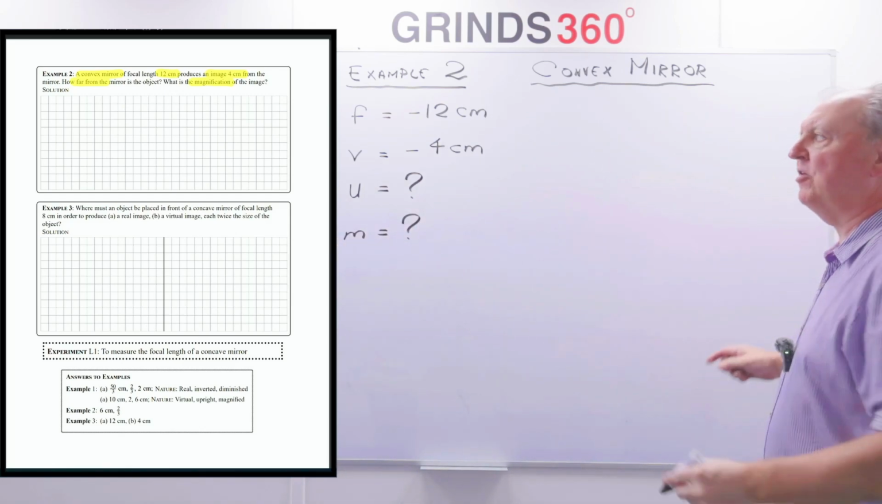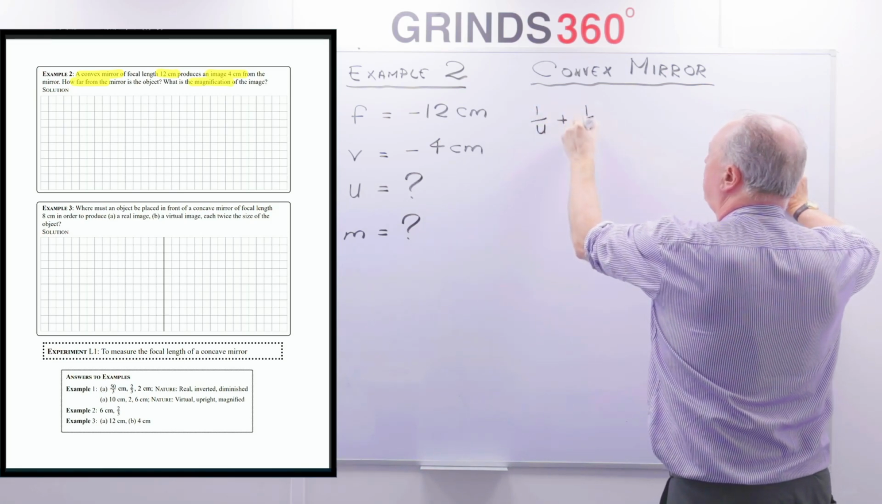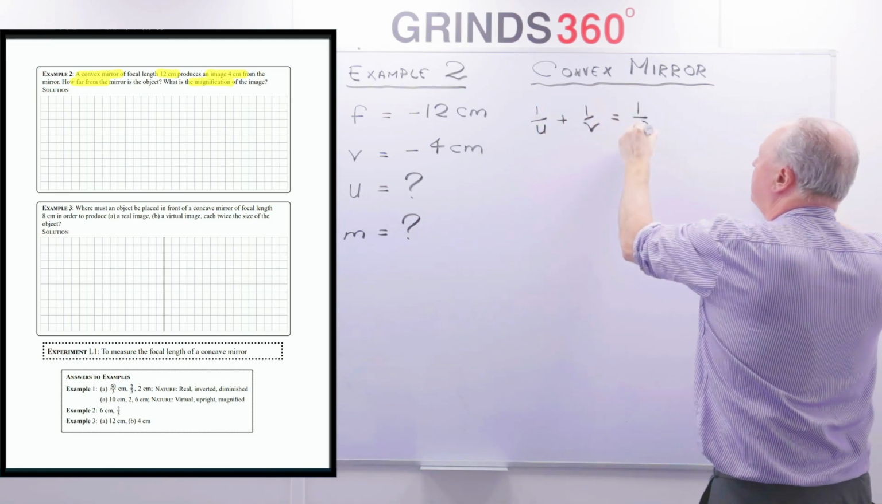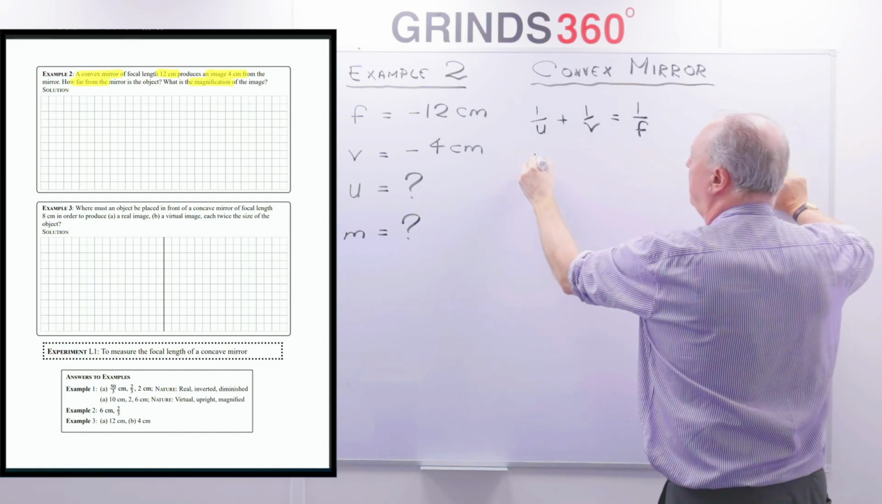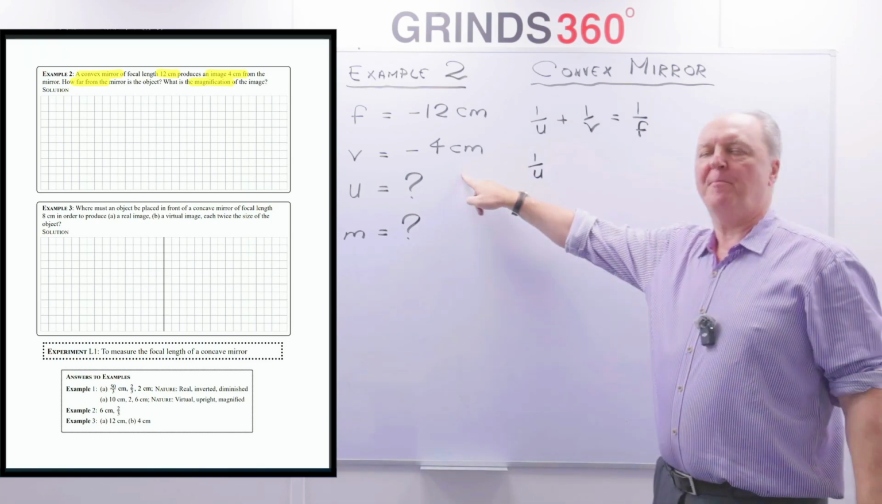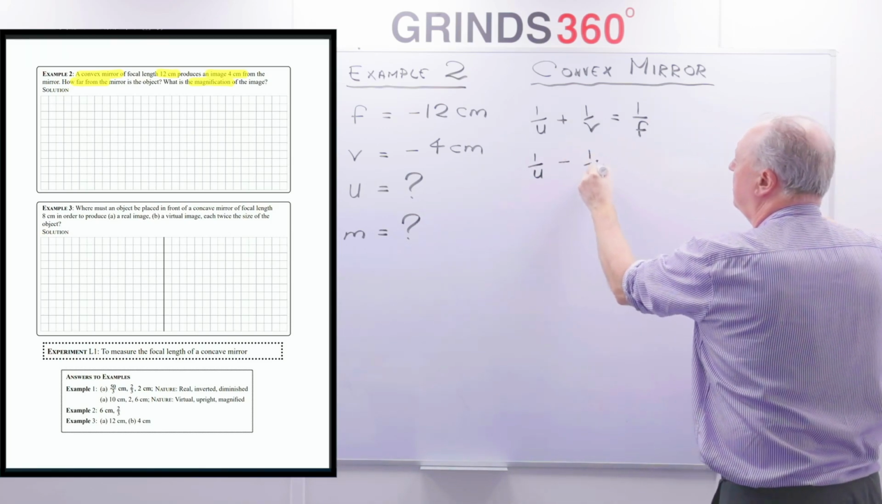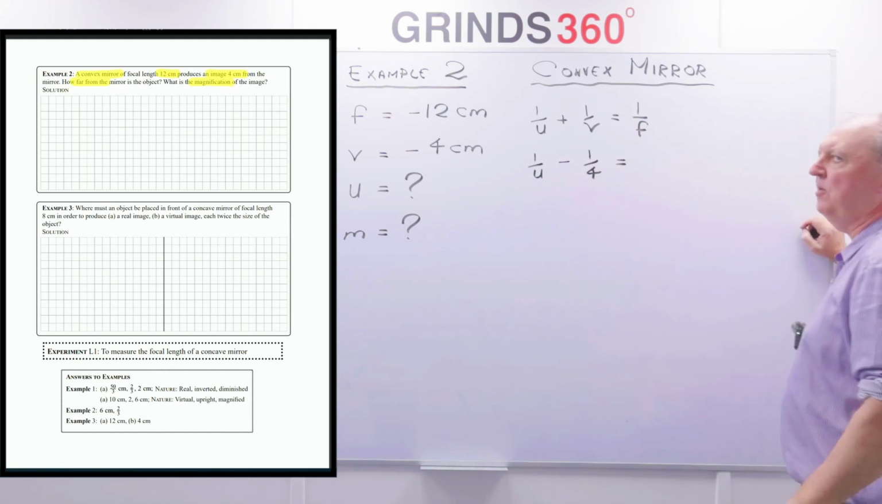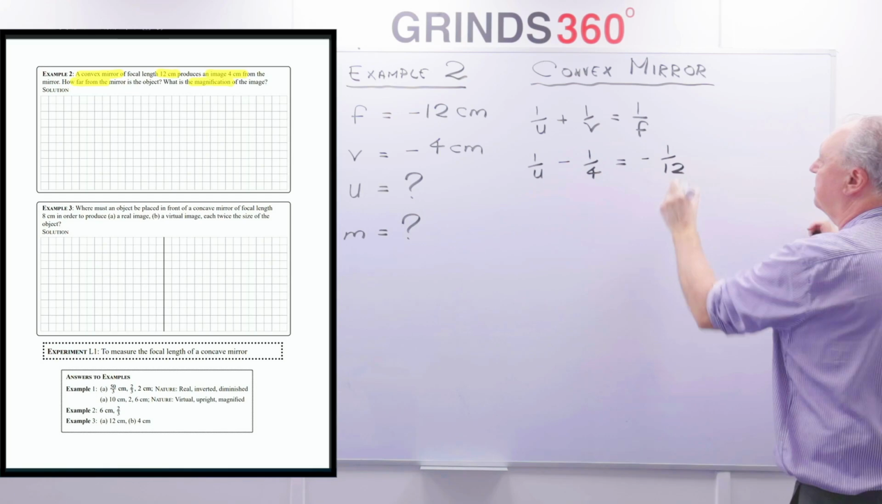So write down your mirror formula. 1 over u plus 1 over v is equal to 1 over f. Put my numbers in. 1 over u we're looking for. 1 over v, that's 1 over minus 4. You can throw the minus in front of the fraction. Is equal to 1 over f, 1 over minus 12, which is minus 1/12.